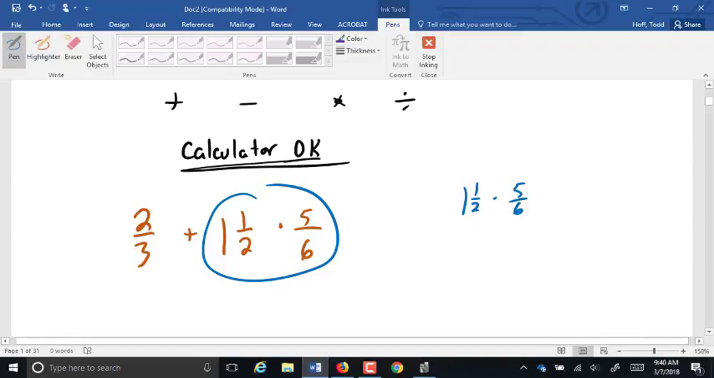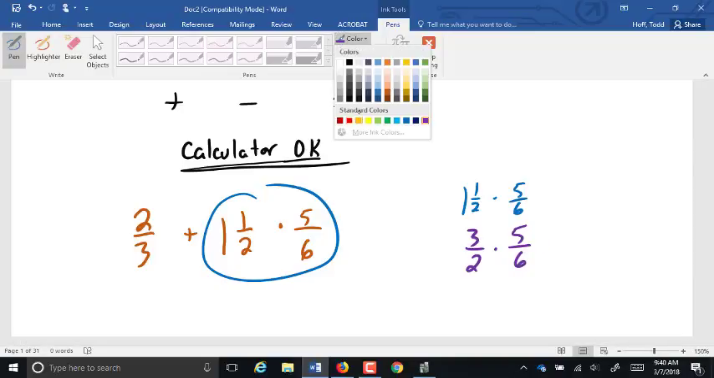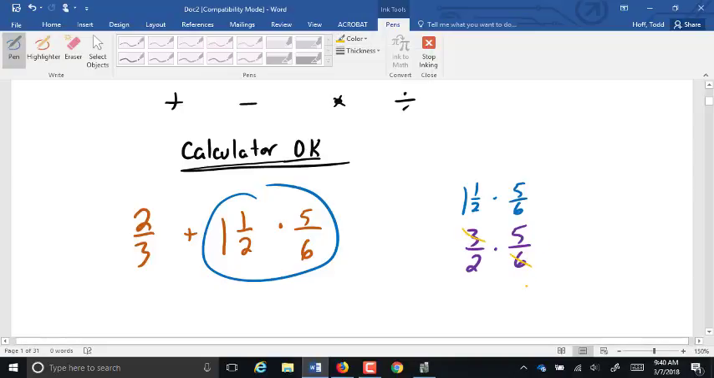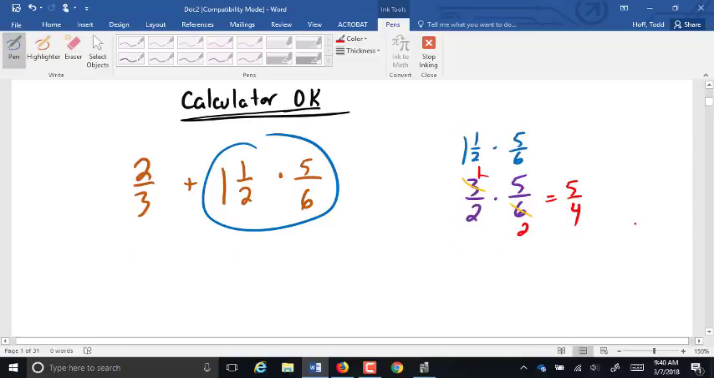I'm going to do it out long way, which means I have to make that improper. So it's 3/2 times 5/6. 3 and the 6 cross cancel to give me 1 and 2. 1 times 5 is 5. 2 times 2 is 4. So that's 5/4, or 1 1/4.